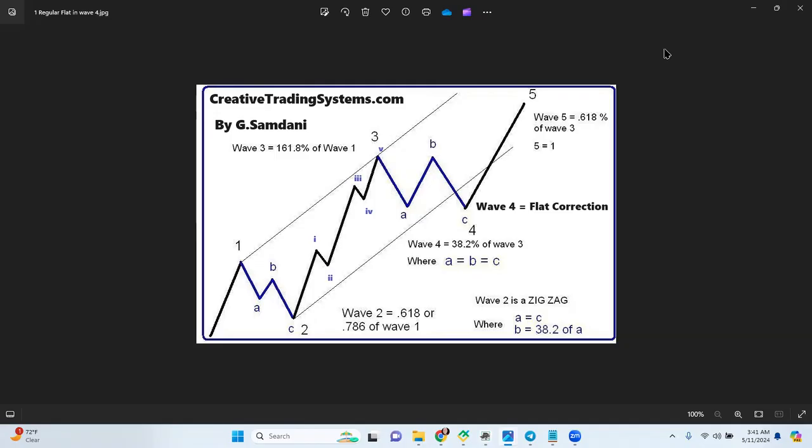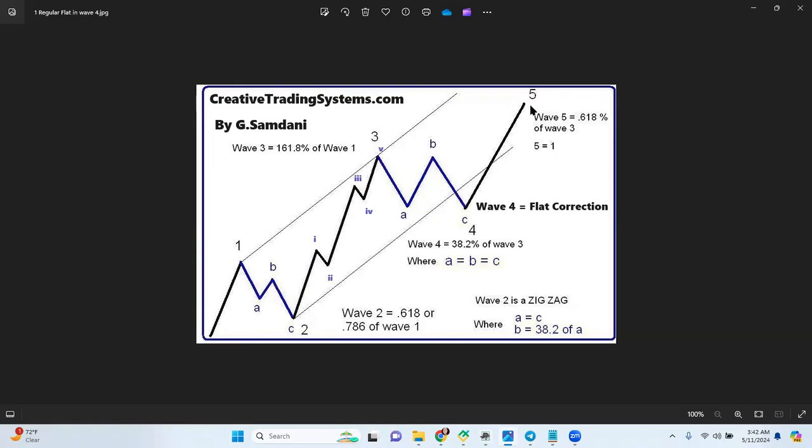So, in this video, we're going to talk about the correction, right? In previous videos, we have talked about the impulse wave: wave one, wave three, wave five, including wave two and four. But what happened between these waves? One, three, and five are impulse waves, and they have five subwaves, right? These two, wave two and wave four, are called corrective waves, corrections, right? Wave two is a correction to wave one, and wave four is a correction of wave three.